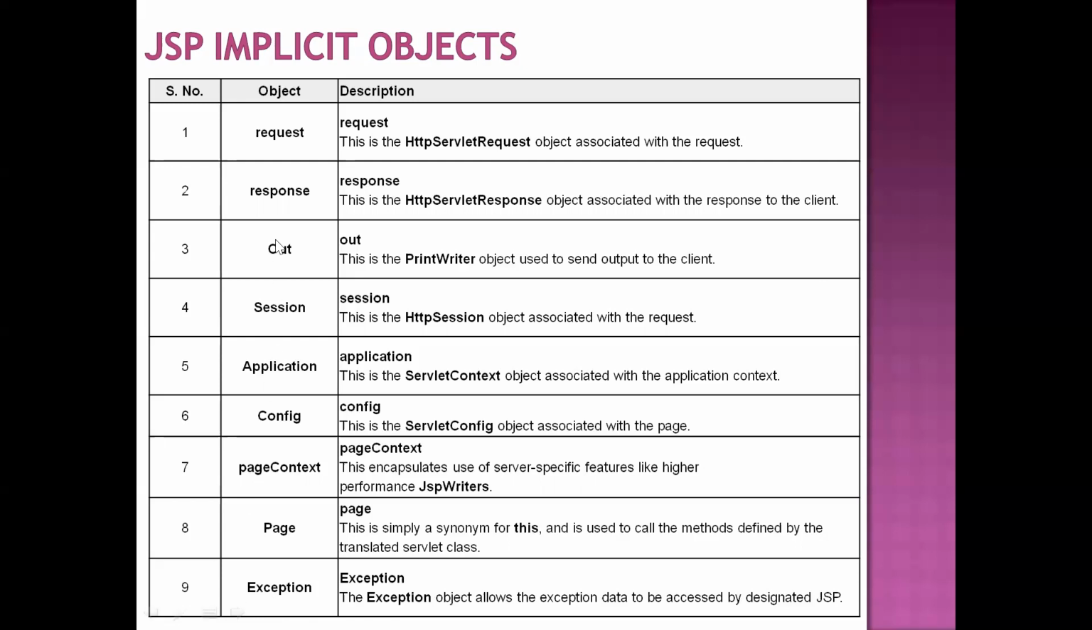So these 9 objects, we can use anywhere in our script without declaring them. That is the reason why we call them implicit objects. Other than these 9 objects, if you want to use any other objects, then you compulsorily have to declare them, either under the declaration section or inside the scriptlet section.